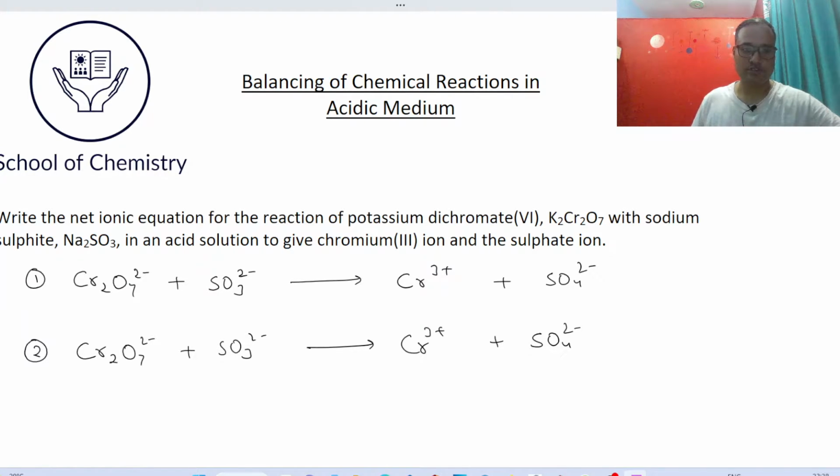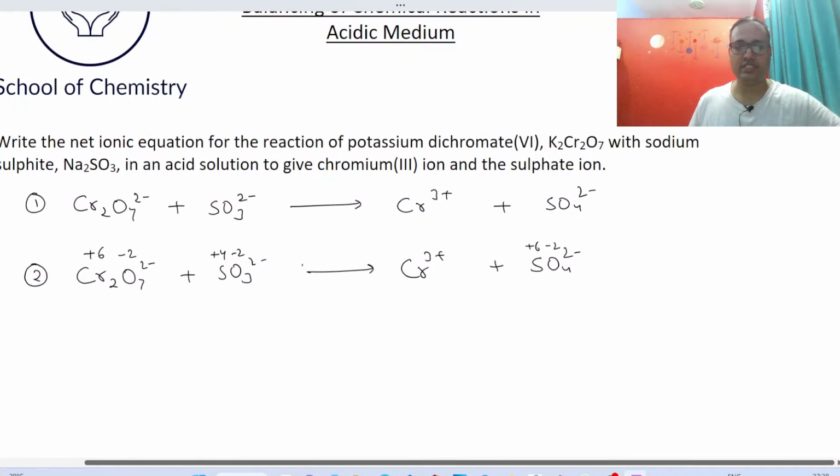So for chromium, when we figure out its oxidation state, in Cr2O7 2 negative, the oxidation state of chromium is +6, oxygen is -2. Sulfur is +4, oxygen is again -2, chromium is given as 3 plus. In SO4 2 negative, sulfur is +6, oxygen is -2.